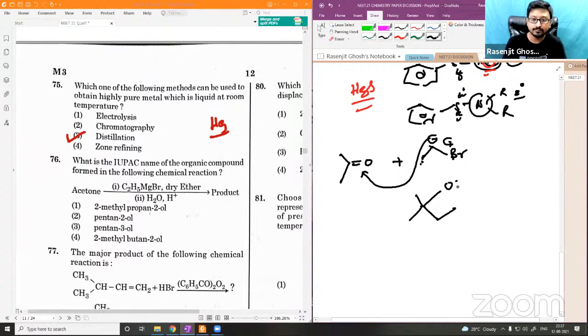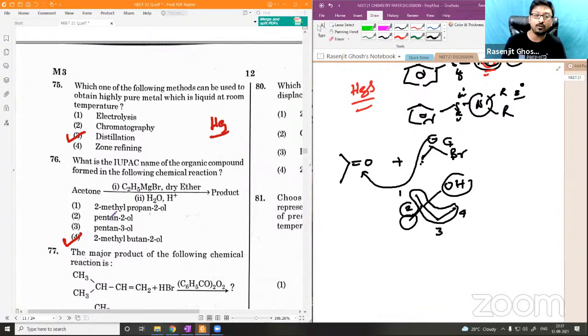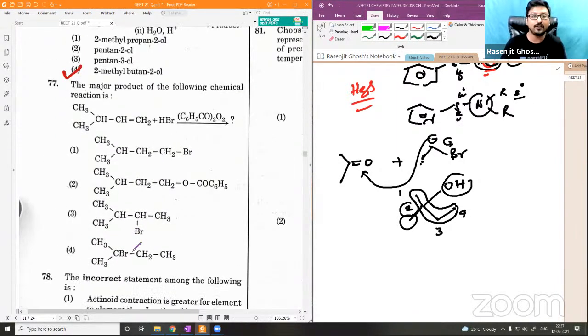This one, right? Now you can see the mother compound is butane, right? Butane. 1, 2, 3, 4. So at the 2 position you have OH and also a methyl. So the correct answer will be 2-methyl-butan-2-ol. 2-methyl-butan-2-ol. Okay, right. Next one.